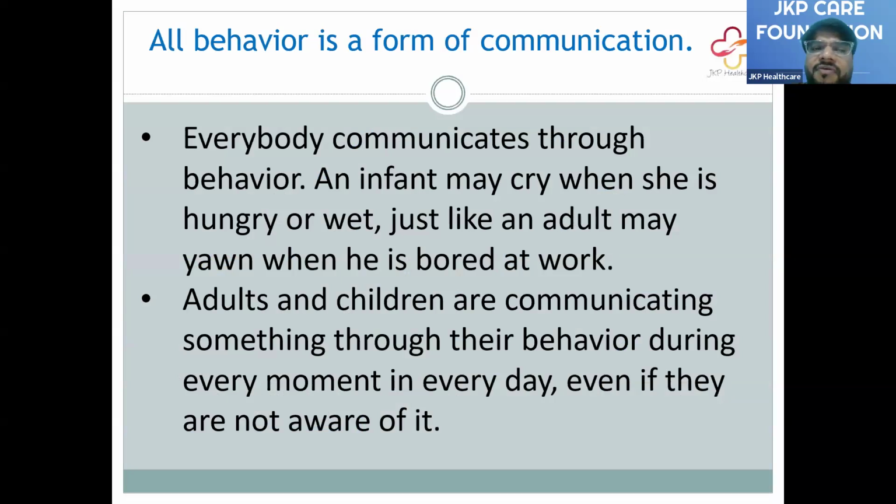So all behavior is a form of communication. Everybody communicates through behavior. An infant may cry. Last week, I gave you the example. When she is hungry or he is hungry or wet, just like an adult may yawn when he is bored. So by yawning, what do we mean? That I am bored.